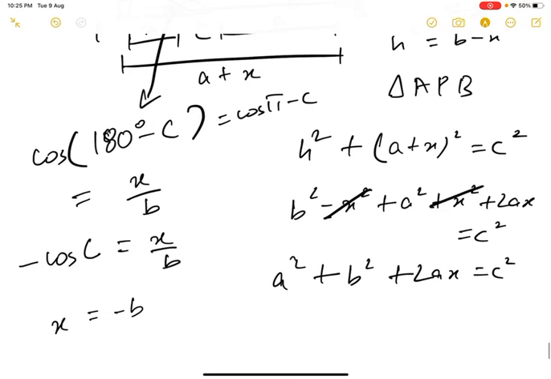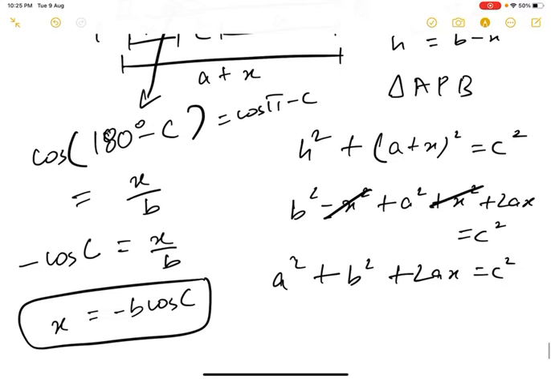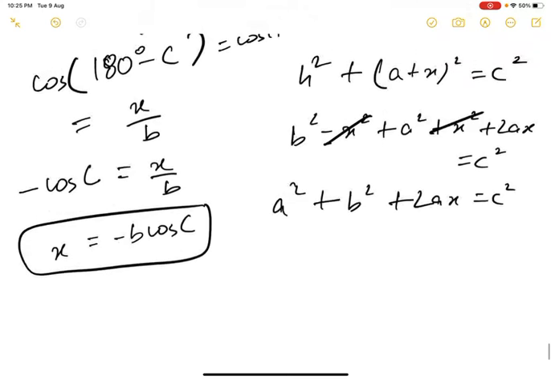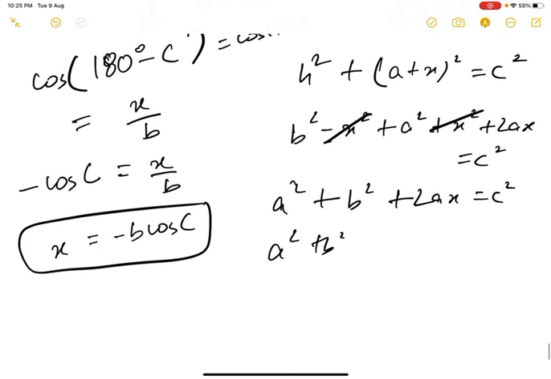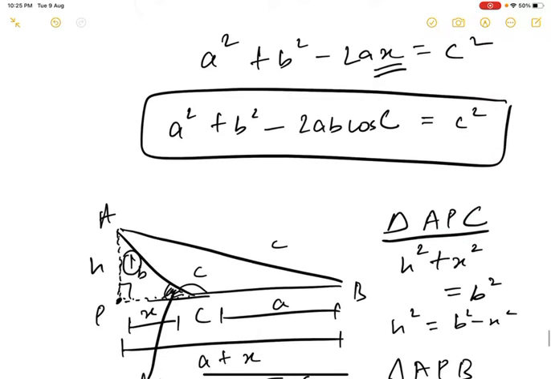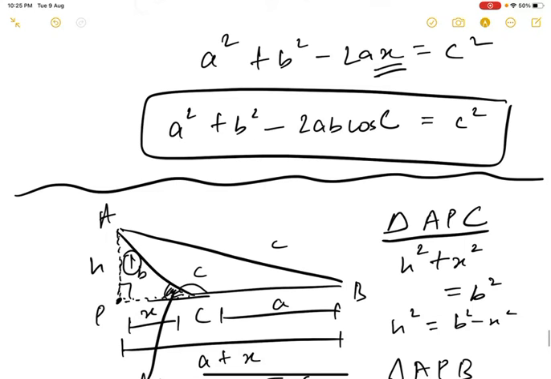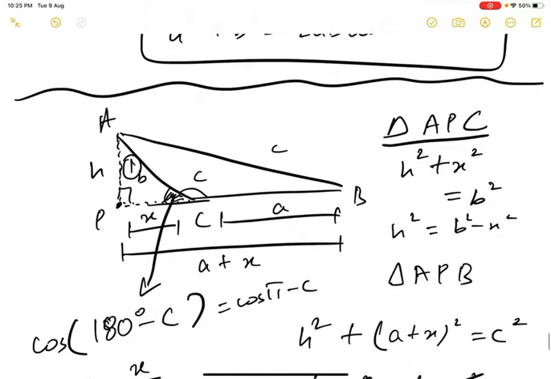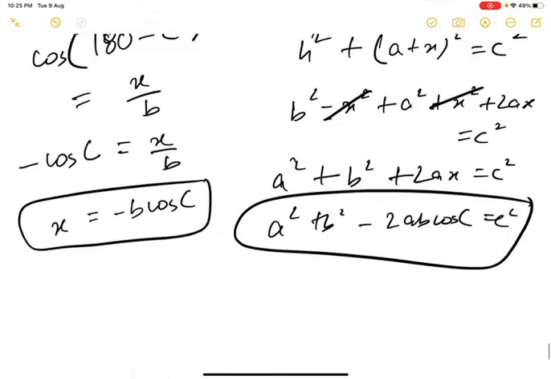So x is equal to minus b times cos c. So again substituting over here, you will have a squared plus b squared minus 2ab cos c is equal to c squared. So that is how you prove cosine rule for an obtuse triangle. First we proved it for an acute triangle, now this is obtuse. Obtuse means why? Because see this angle C, angle C is more than 90. This is your 90 degree line, so your angle C is going beyond 90. So for an obtuse triangle also we proved it.